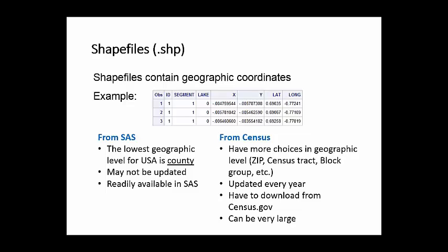For the shapefiles downloaded from external sources, such as the census.gov website, there are more choices of geographic levels, such as zip code, census tract, block group, etc. One of the advantages of the census shapefiles is that they are updated every year. However, a potential disadvantage is that some of the files can take some time to download and import, and they can be quite large.